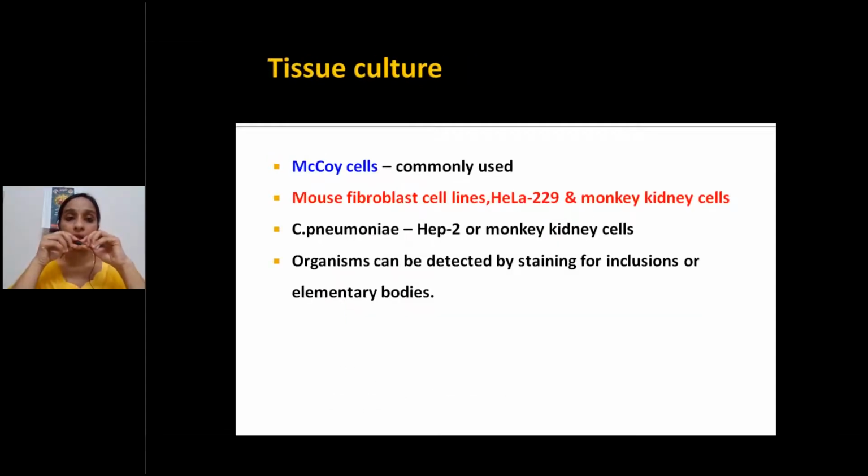Next, gold standard, and now we are using this method, tissue culture. In tissue culture also, McCoy cells are the commonly used cells, and other cell lines are mouse fibroblast cell lines, HeLa 229, and monkey kidney cells. Coming to Chlamydophila pneumoniae, it gives good growth on Hep2 or monkey kidney cells. So organisms can be detected by staining for inclusions or elementary bodies.